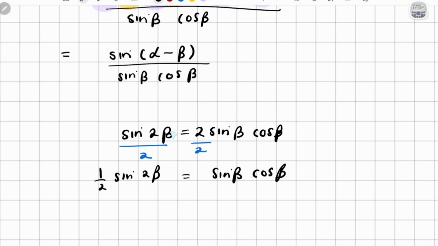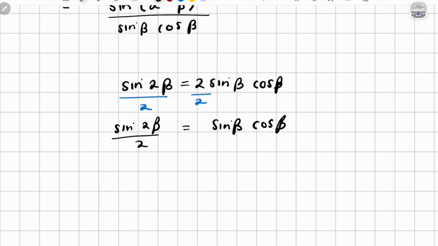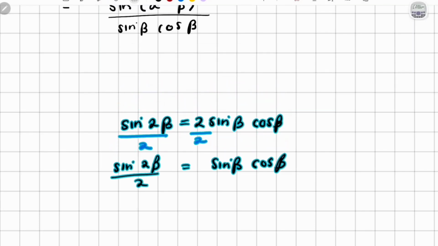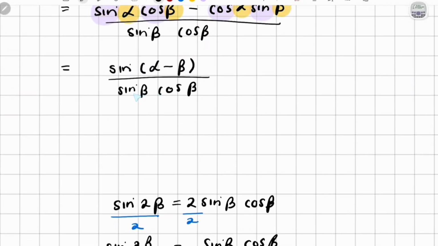That 2 and that 2 cannot cancel. This is for the angle. Okay, this is the number. So you can change this into sine 2 beta over 2, instead of saying a half. It's not really necessary to say a half in this situation, but you can. It's still the same thing. So now you see that sine beta cos beta is actually equal to sine 2 beta over 2. So that's what we can change this part to.